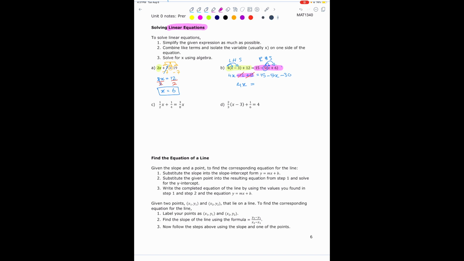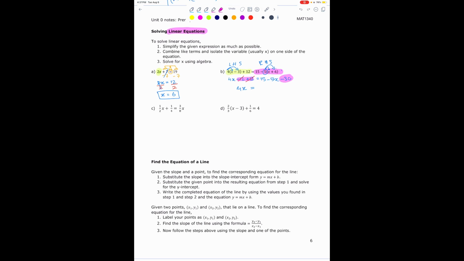I noticed that negative 30 and 15 are like terms, so I'm going to add them together. So I have 15 minus 5x minus 30. 15 minus 30 is negative 15 minus 5x. Now, I will need the x's to be on one side, and anything else I need to get rid of or leave it on the other side.